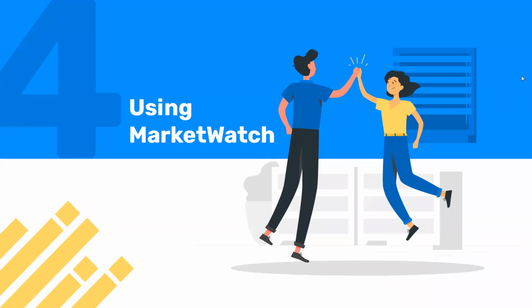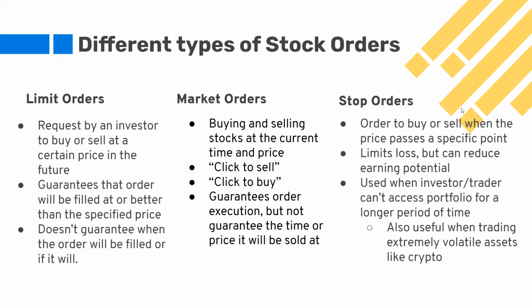Now, we'll get into some tips using MarketWatch. So the different types of stock orders are limit orders, market orders, and stop orders. So a limit order is a request by an investor to buy or sell the security at a certain price in the future. And this guarantees that the order will be fulfilled at or at a better price than the price you specify. But this does not guarantee when or if the order will be filled.